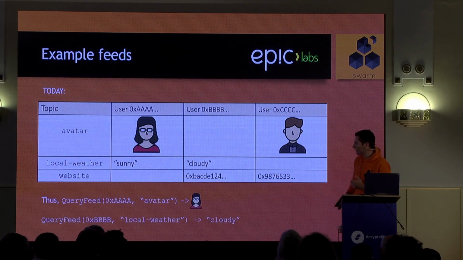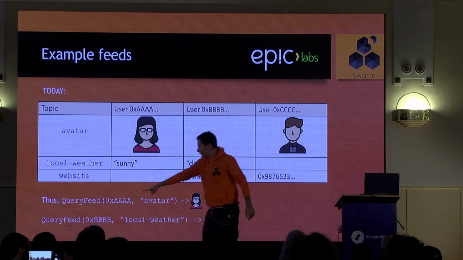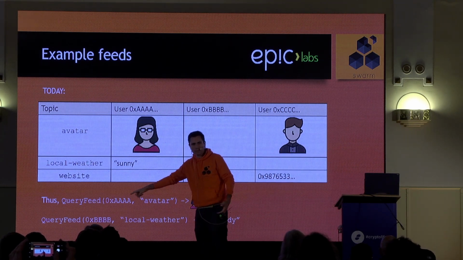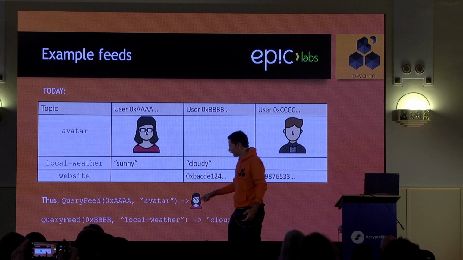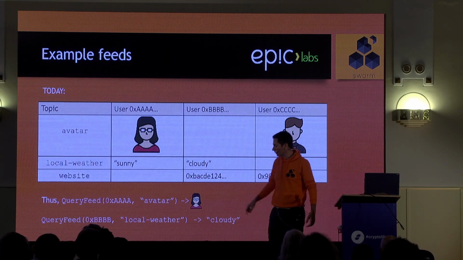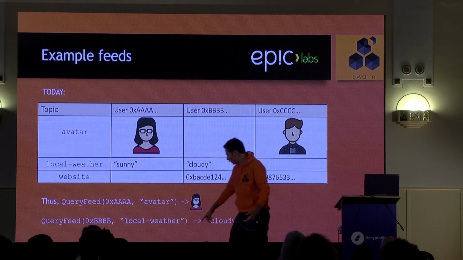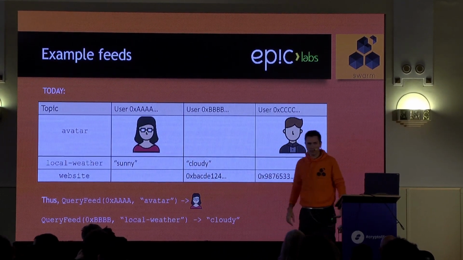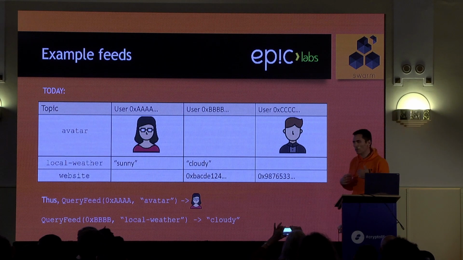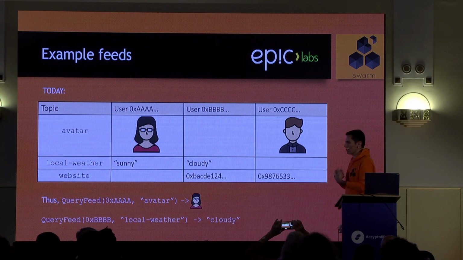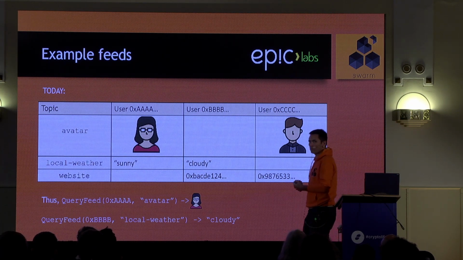So this means that if you query the feed, giving the user address and the topic, you're going to get the image that the user posted. If you query another user and a different topic, you're going to get the corresponding value. So that's what I meant when I was saying that it looks like a key value store. You can store something under a key and retrieve it back.